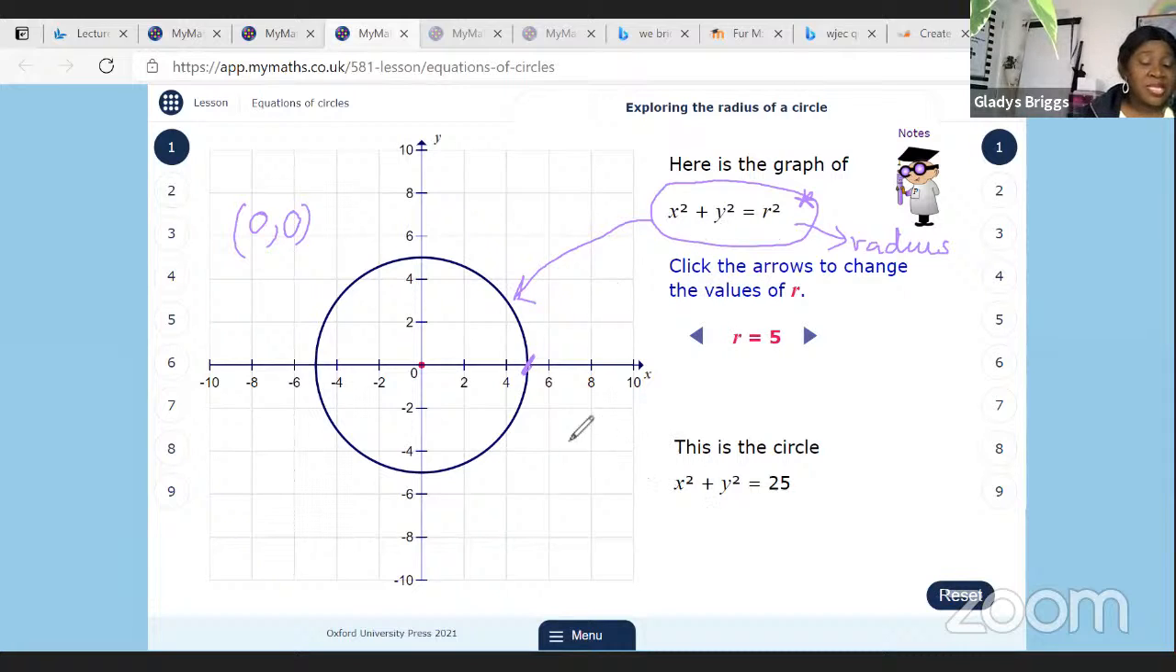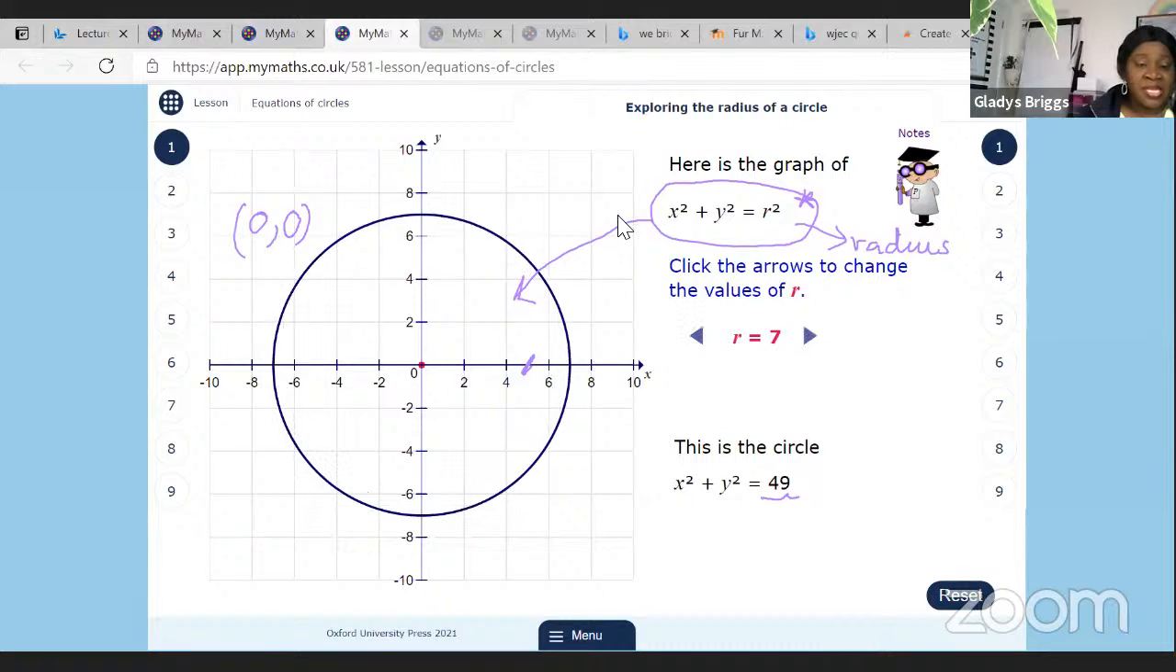So when r is 5, that gives you x squared plus y squared is equal to 25, because the radius is 5. If we increase the radius, it will be equal to a bigger number. Let's make that 7. Then it will be x squared plus y squared is equal to 49. So that's the first bit of information that you need.